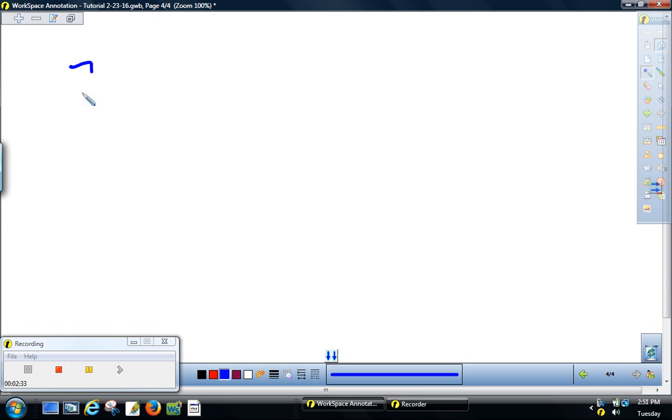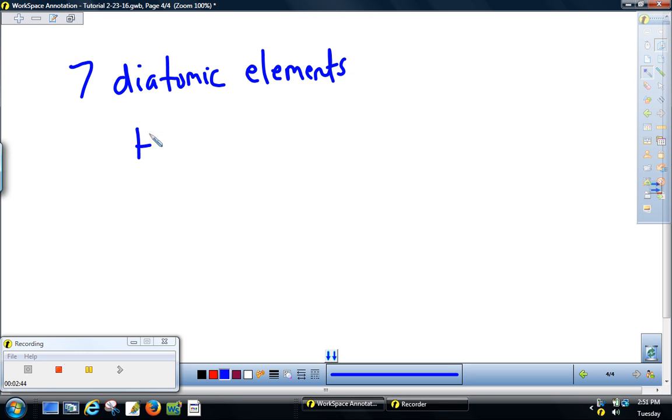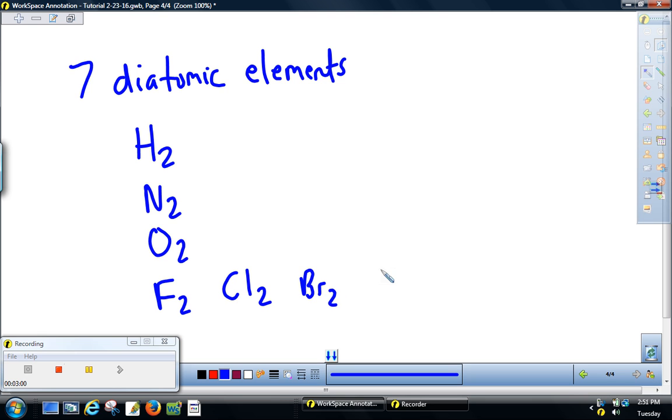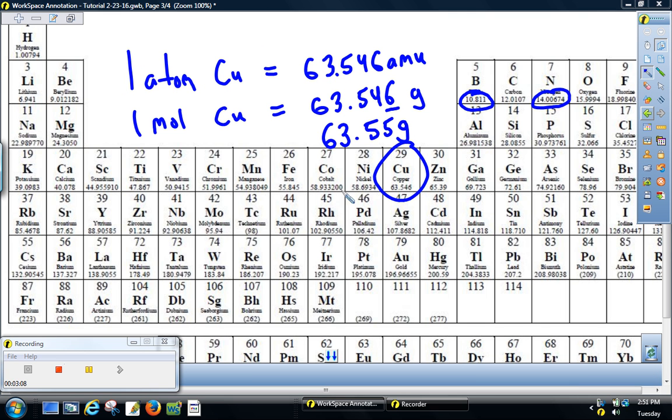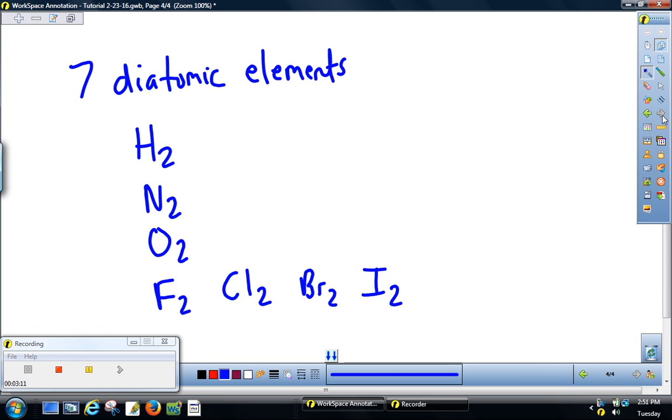There's 7 elements that are diatomic. That means in nature, when they're found in a pure form, they're going to be found in pairs. So hydrogen is diatomic, nitrogen is diatomic, oxygen is found in pairs, fluorine is found in pairs, and then within the same family we have chlorine found in pairs, bromine found in pairs, and iodine found in pairs. So these 7 on the periodic table make up what we call the 7 diatomic elements. All the other elements are found as single atoms, not as pairs.